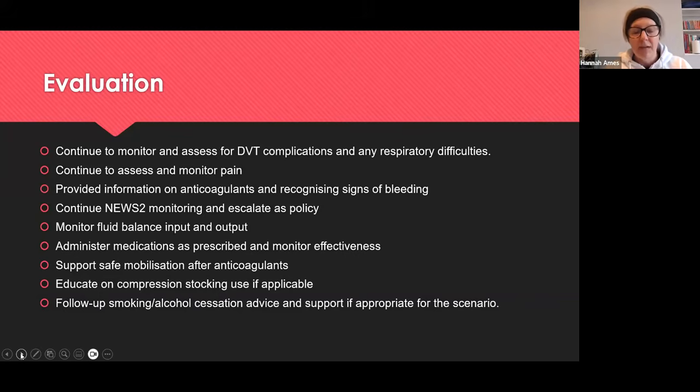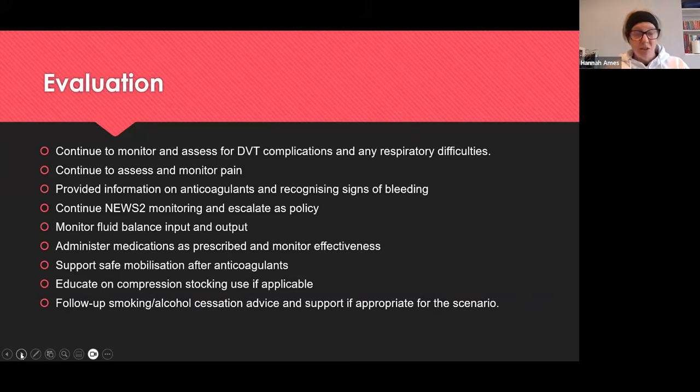Potentially they might have compression stockings on, so we'd want to educate the patient on the use of compression stockings long term. And if there was any smoking, alcohol or dietary health promotion advice that we've given in the holistic assessment, we'd want them to follow up on that. So we could have a standard nurse-to-nurse handover.